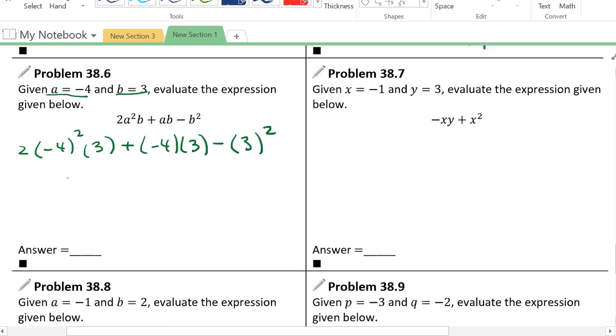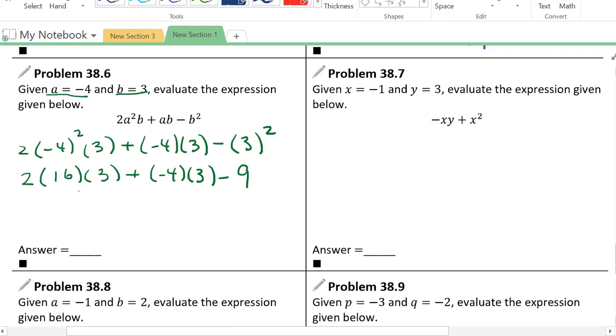Right, and so first I'm only going to do the powers first. So I'm going to bring down this 2, do the power here. That's still times, right? So it's going to be times 16 times 3, and then plus -4 times 3 minus, and then do the power, which is 9. Okay, see that? You only do one operation at a time. So all I did in this step was the power.